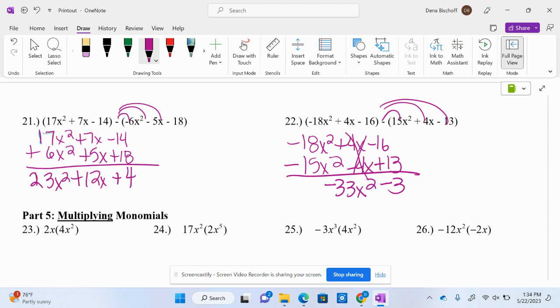Good job, Aiden. Very nice, sir. Perfect. Perfect, ma'am. Perfect. So number 21, Aiden got 23x squared plus 12x plus 4. Number 22, Kate got negative 33x squared minus 3. Very nice. Are we good with those?